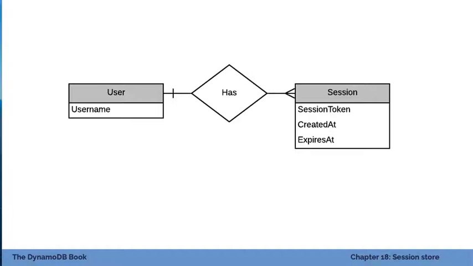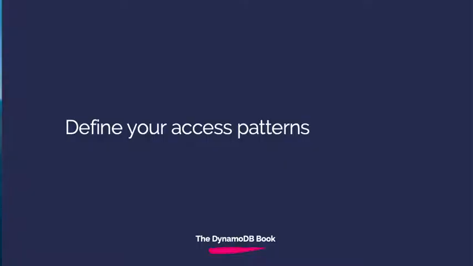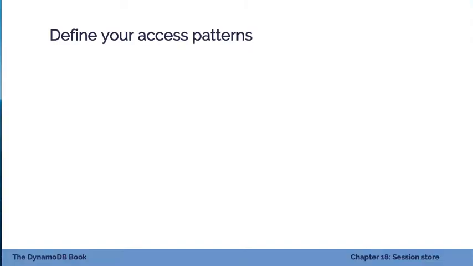I just did because it looked pretty blank without them in this one, since it's pretty small. So we've got two entities in our application. We have users, and users have multiple sessions. So let's define and list out our access patterns. We just covered these, so this should be quick.